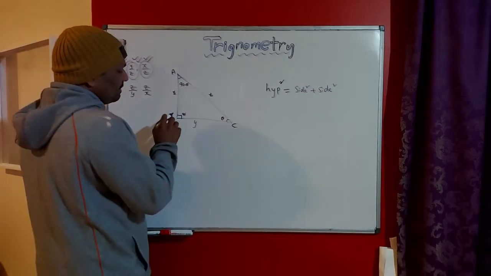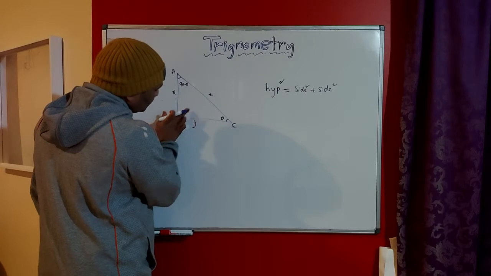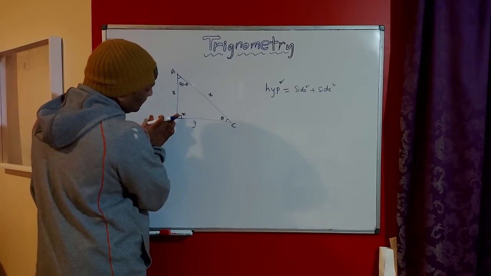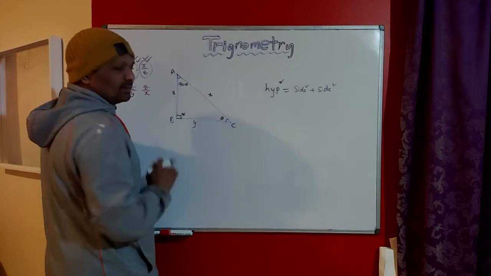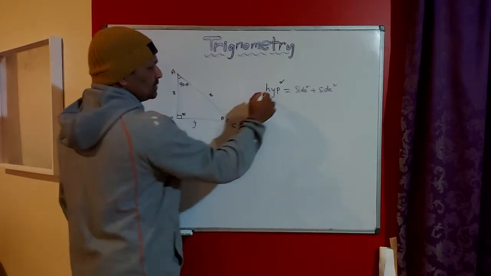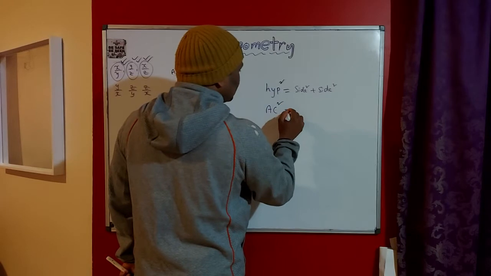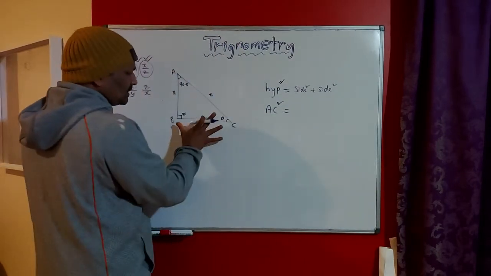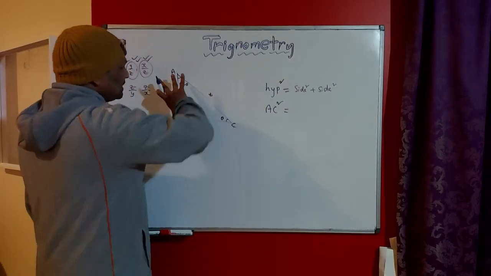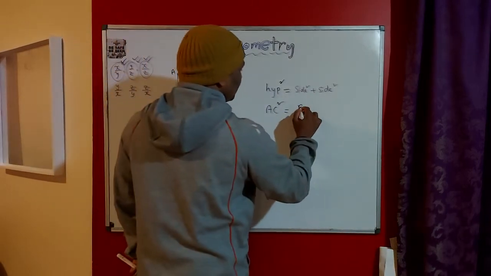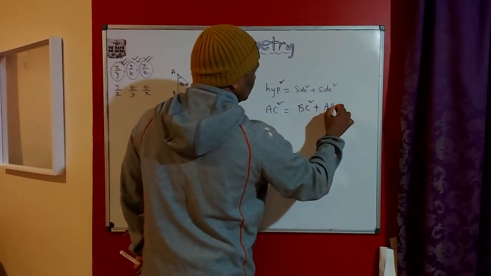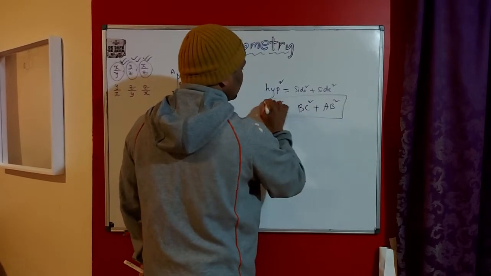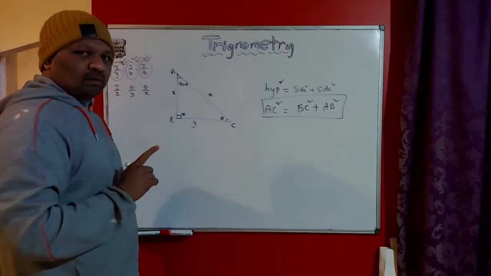What is the hypotenuse? It is the side opposite to the right angle. This is the right angle, 90 degrees. The side opposite to it is AC. That is the hypotenuse. So here AC square is equal to the other two sides: this is one side, this is the other side. So BC square plus AB square. So this is the Pythagoras theorem.